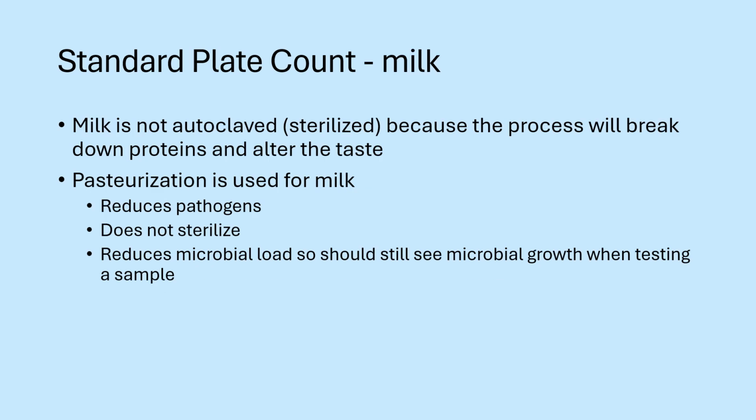So as I just mentioned a bit ago, milk is going to have some bacteria in it. We do not sterilize milk because the sterilization process, the heat under pressure, is going to break down the proteins in the milk. It's going to alter the taste of the milk. People want milk to taste like milk, and it's going to taste weird if it's autoclaved. So we don't sterilize, and instead we use pasteurization.